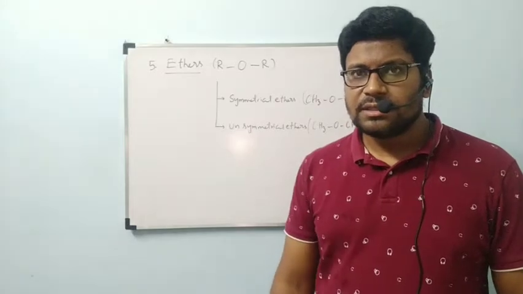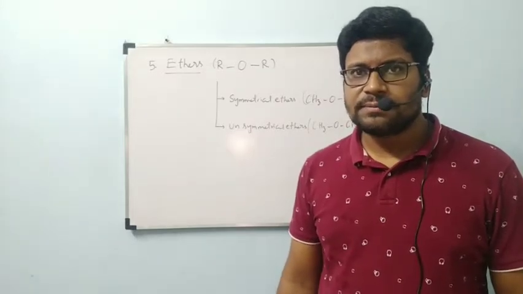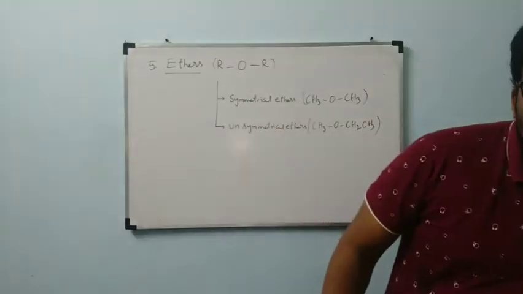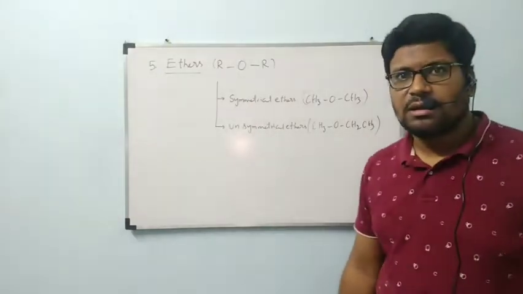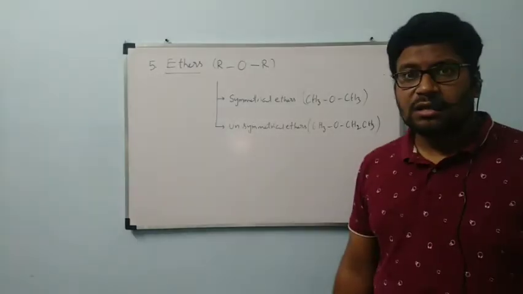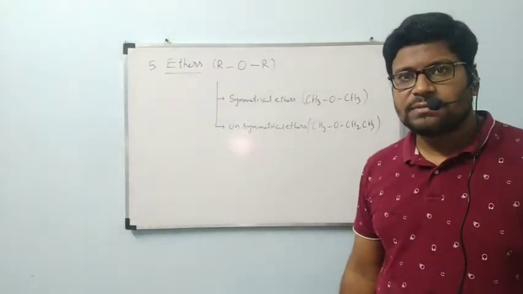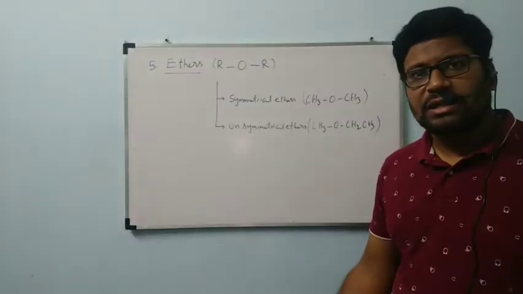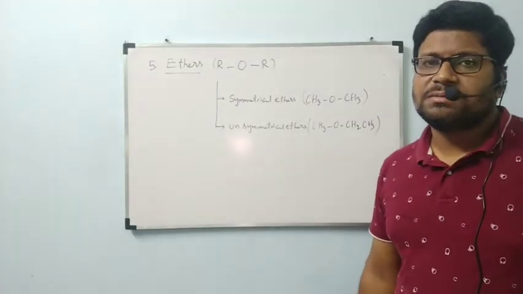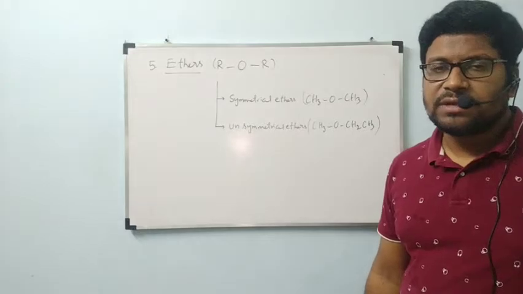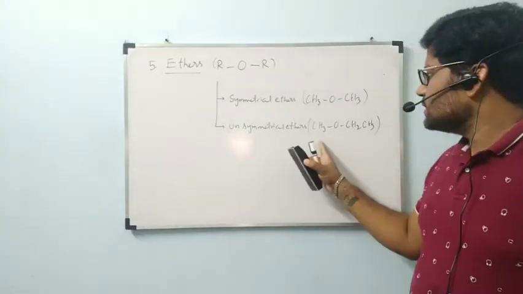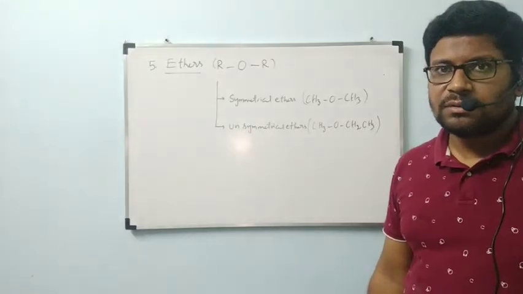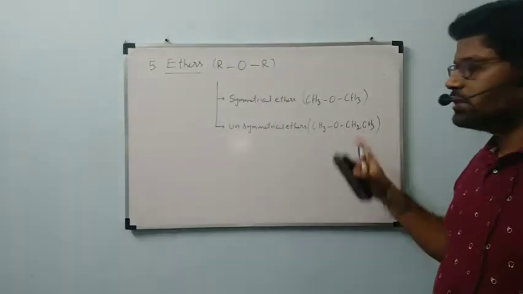In the previous class, we stopped at the naming of ethers. We have seen that ethers are classified into two types: symmetrical ethers and unsymmetrical ethers. What is the definition of a symmetrical ether once again? Ethers in which oxygen is bonded to two same alkyl groups, methyl groups, or ethyl groups. The same alkyl group must be bonded on both sides of the oxygen. Those are called symmetrical ethers. Unsymmetrical ethers are those in which oxygen is not bonded to the same alkyl groups, here a methyl group and here an ethyl group.